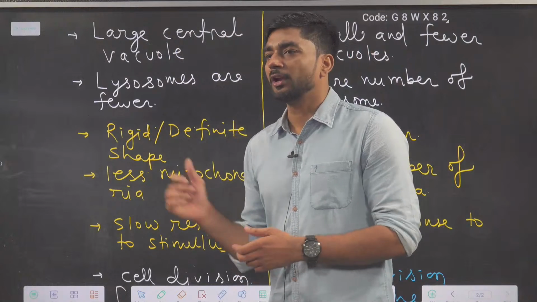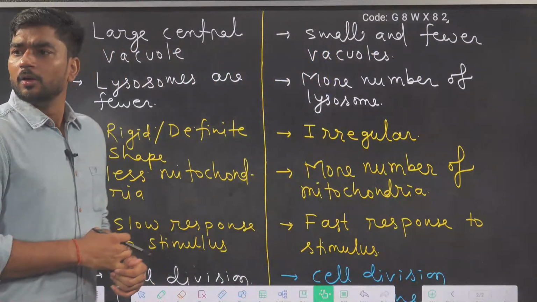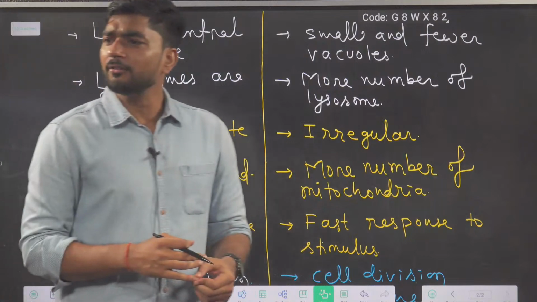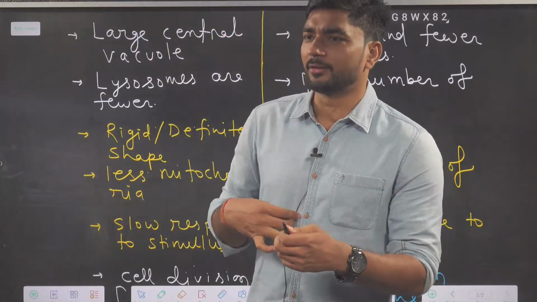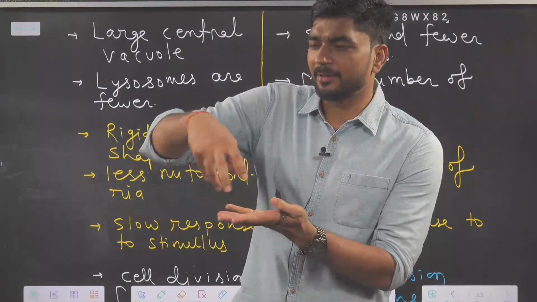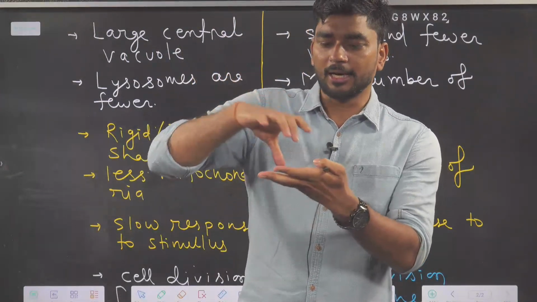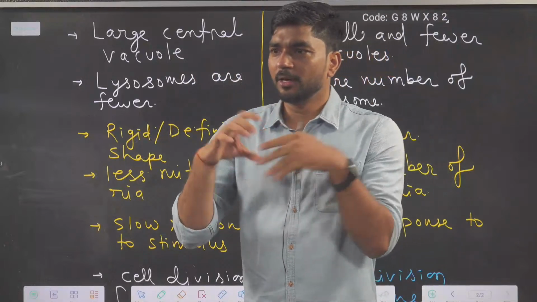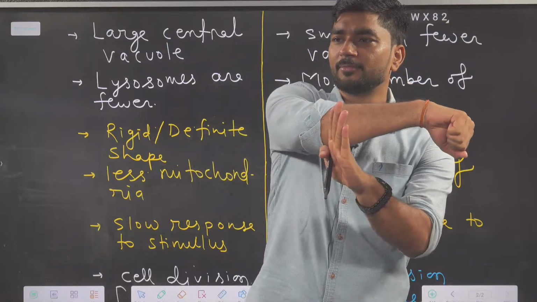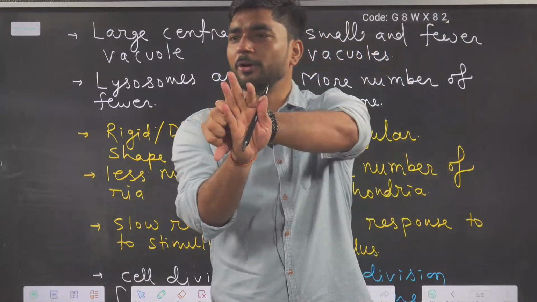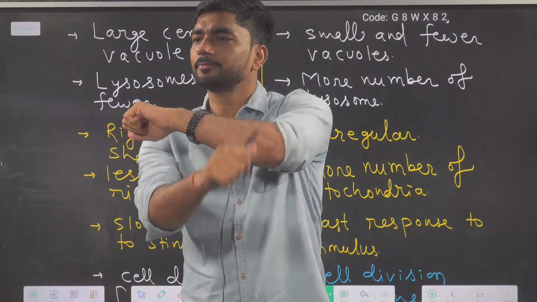Okay, so now we'll move to the next one. What will that web-like structure do? The web-like structure is like a string. With the help of a string, I am holding something. In the same way, with the help of the web, it is pulling the chromosomes. Let's say these are the chromosomes. One chromosome is pulled by this web and the other is pulled by this.